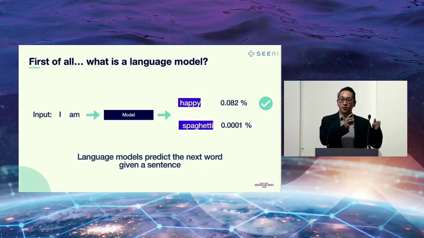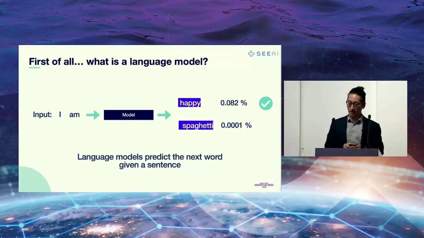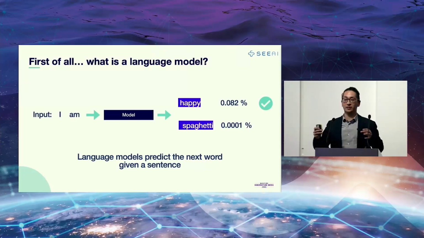So before we get to large language model, I want to focus on language model. So first of all, what is a language model? To take from the previous example, if you have an input, I am, this language model will assign a probability to some words. So it might assign, say, something like 0.082 for the word happy. And it might assign something very low to spaghetti because I am happy is more likely to occur than I am spaghetti. So a language model is a next word predictor. It's capable of predicting the next word given an input of a sentence.